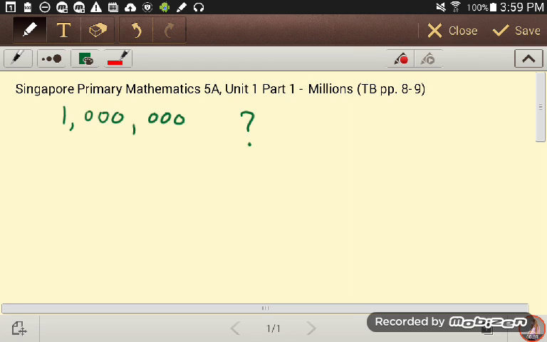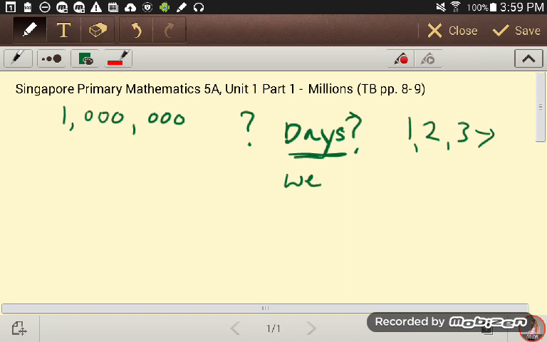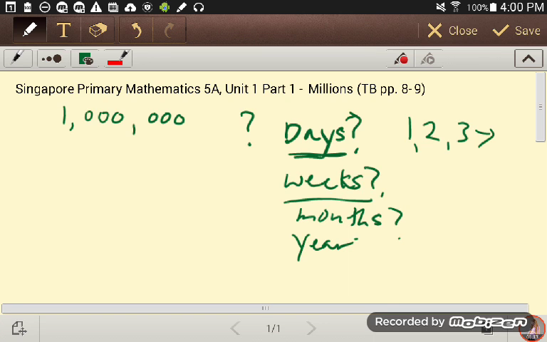How many days? What if we counted at the rate of one number per second? So one, two, three, and so on. Every second we're counting. How long would it take us to get to a million? Would it take us a few hours? Days? Weeks? Months? Years? Well, let's figure it out.